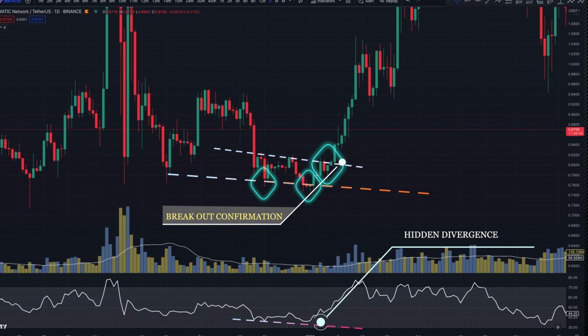This example is pretty much the same, but there's a difference: you need to look for the pullback to the neckline on the lower time frame. And we don't have a regular divergence here, it's a hidden divergence. As you can see here, we don't have any confirmation of the pullback, right?